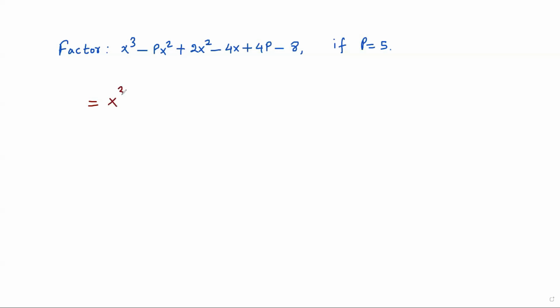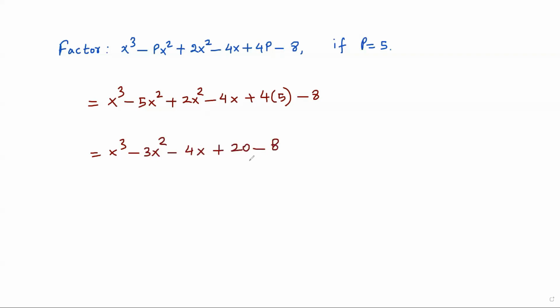So, then we have x³ − 5x² + 2x² − 4x + 4 times 5 − 8. For p we can substitute 5. Now we can combine these two terms, and we get x³ − 3x² − 4x + 20 − 8. Then we can combine these two values, positive 20 and negative 8, and we get positive 12.